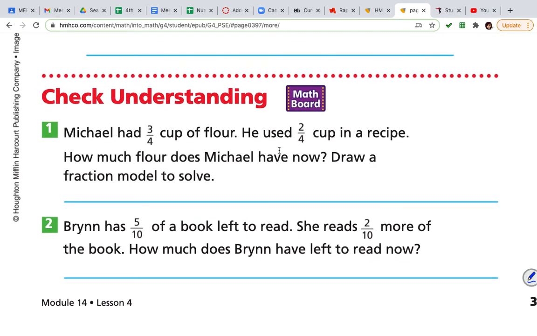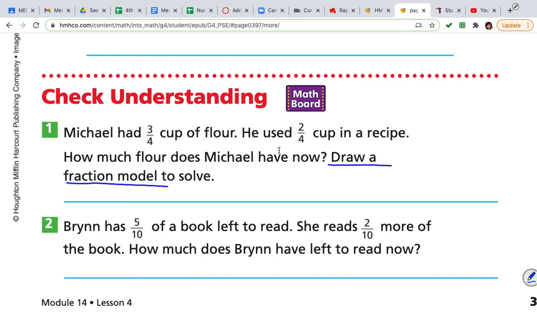Alright, question number 1. Michael has 3/4 cup of flour. He used 2/4 cup in a recipe. How much flour does Michael have now? So you should have drawn a fraction model. If you didn't draw a fraction model, pause your video again, draw the fraction model, and then start it back.